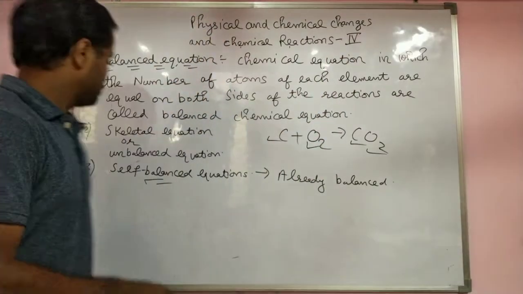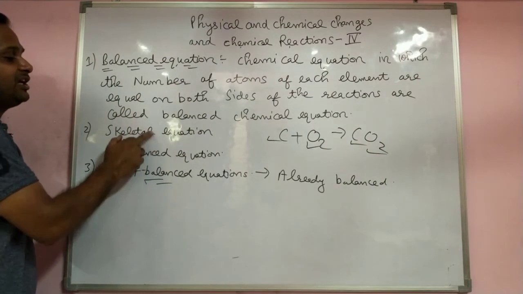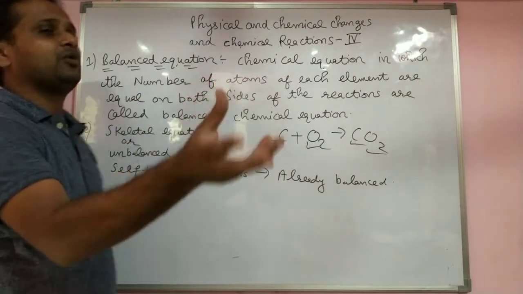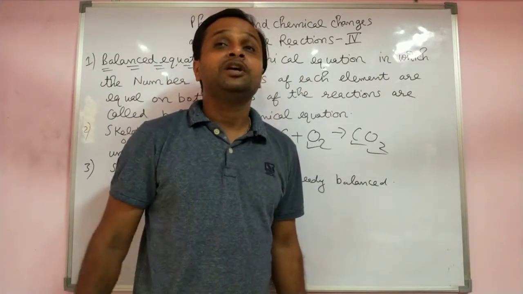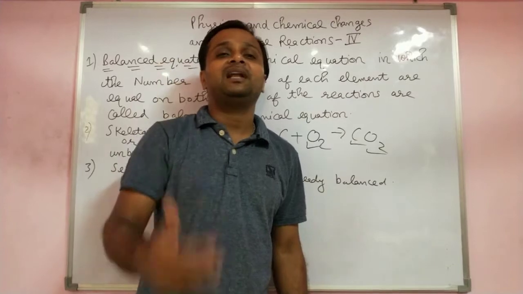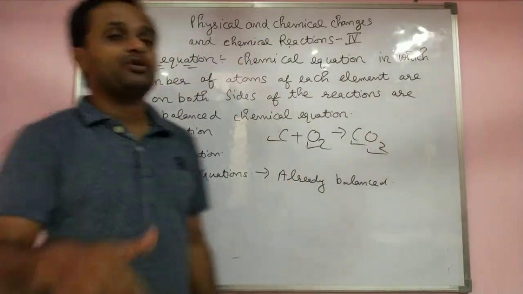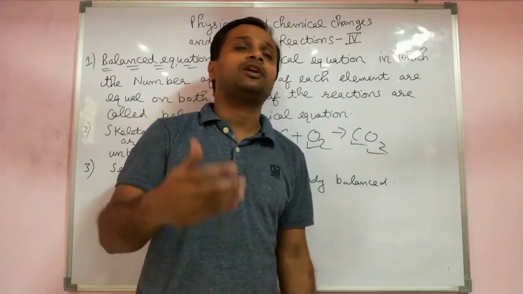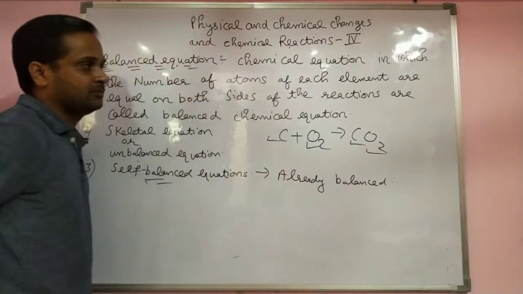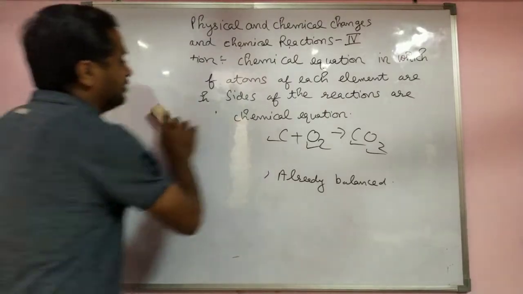This was the skeleton equation or unbalanced equation. A skeleton equation is one in which the number of atoms on the reactant and product sides are not equal. Afterward you have to balance it. Then you get the balanced equation. Some equations are self-balanced, which are already balanced. In this equation the number of atoms in reactant is already equal to the number in product.